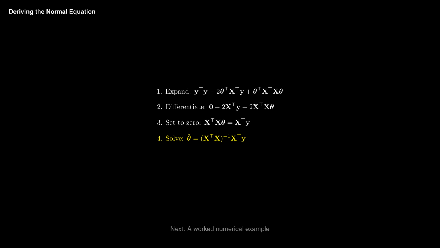The normal equation is theta hat equals (x transpose x) inverse x transpose y. We derived it by expanding the objective, differentiating using matrix calculus and setting to 0. This is a closed form solution, the payoff of all the maths from module 4. Next, we work through a concrete numerical example.